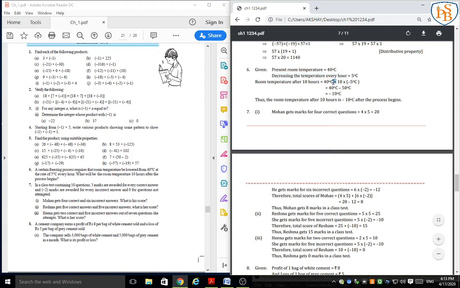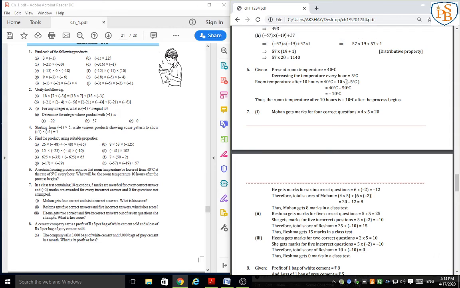So the first room temperature is 40 degrees Celsius, and after 10 hours, so I will write here 10, but they give us the calculation per hour, so to find the answer for many hours, I have to do the multiplication. So I will write a multiplication sign into -5 because it is decreasing, so I write -5. So 10 5s are 50, so I put -50. So 40 minus 50, the answer will be -10. So the room temperature after 10 hours is -10 degrees Celsius after the process begins.